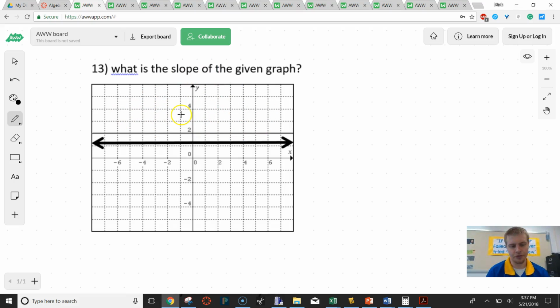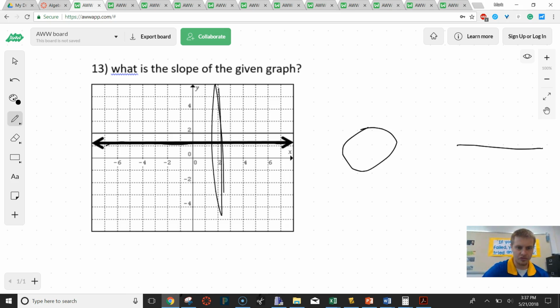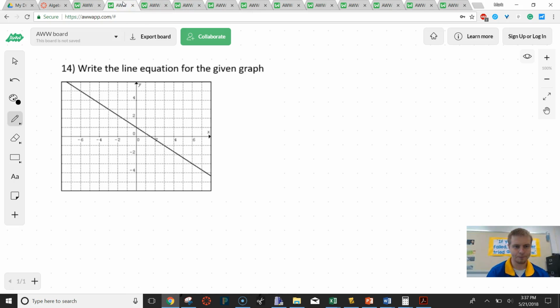Okay, so the first one asks, what's the slope of this graph? And that's an easy answer. It's 0 because it's flat. So anytime you have a flat slope, that's 0. If it was straight up and down like that, that's undefined. So flat slope 0, undefined like that. In between slopes, in between 0 and undefined. Let's look at the next one.